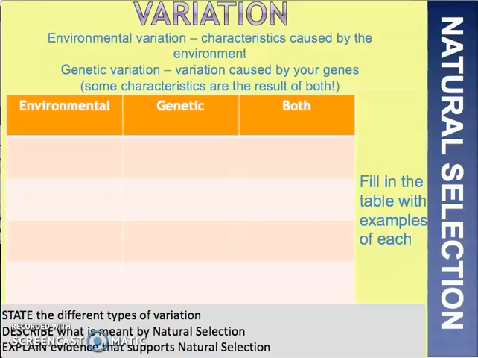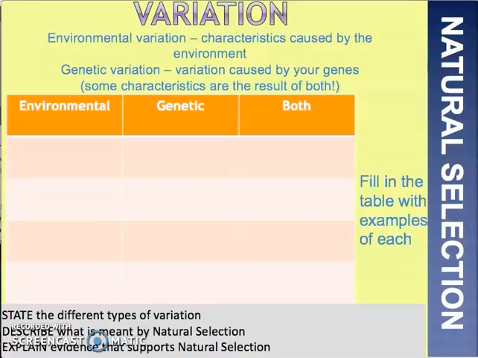So you might want to pause the screencast as you draw the table. And then I'd just like you to try and put examples in all 3 columns. So I'll give you one example for each, and then you can have a go at adding others yourself. So an environmental variation example would be scars. You are not born with a scar. That is because of your environment. So you could put scars in the environmental column.